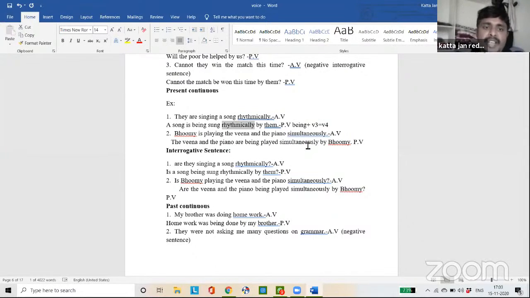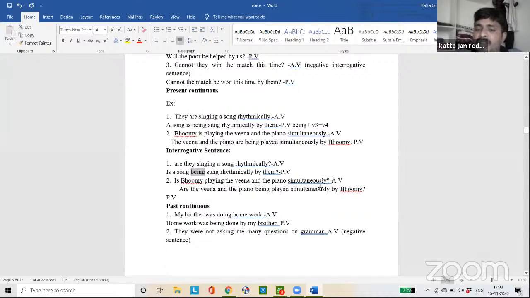Okay. Now, interrogative sentence. Are they singing a song rhythmically? Just the same, the helping verb is used before the subject. We also use being after the subject. First helping verb before the subject, second helping verb after the subject. So, is a song being sung rhythmically by them; singing becomes sung, they becomes them.